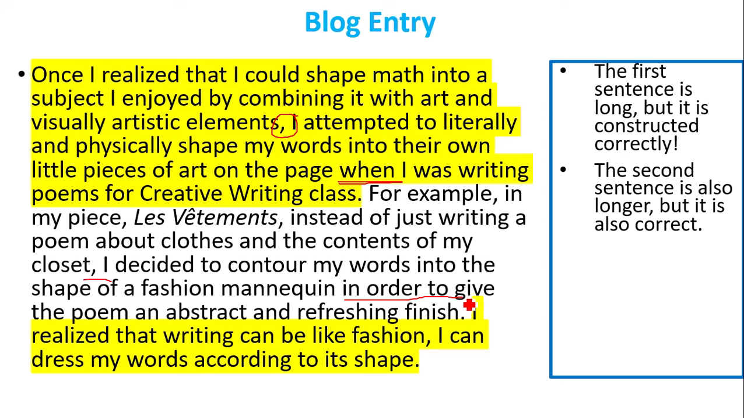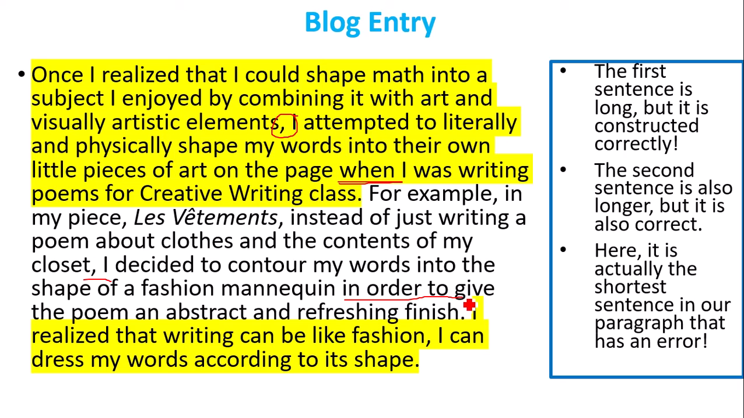Okay. So the interesting thing here is that the shortest sentence is actually the one that has the error. And if you notice, there is a comma. "I realize that writing can be like fashion, comma, I can dress my words according to its shape." This should be there, but that's okay. So we have a subject and verb, "I" and "realized." Then we have a comma, and then we have another subject and verb. So these are two simple sentences incorrectly joined with a comma. And that means that we have a comma splice error.